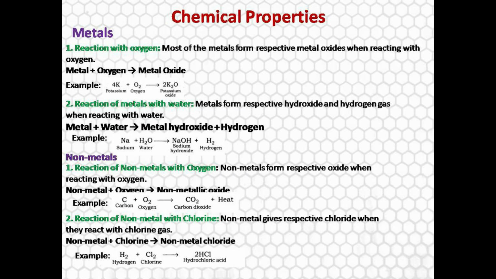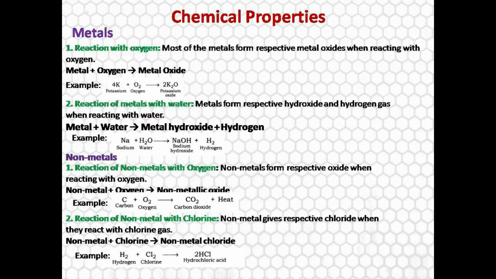First of all, chemical properties of metals. They react with oxygen to form metal oxide. Metal plus oxygen gives rise to metal oxide. Example, potassium plus oxygen gives rise to potassium oxide. Next, they react with water to form metal hydroxide and hydrogen gas. Sodium plus water gives rise to NaOH, that is sodium hydroxide, and hydrogen gas is liberated.